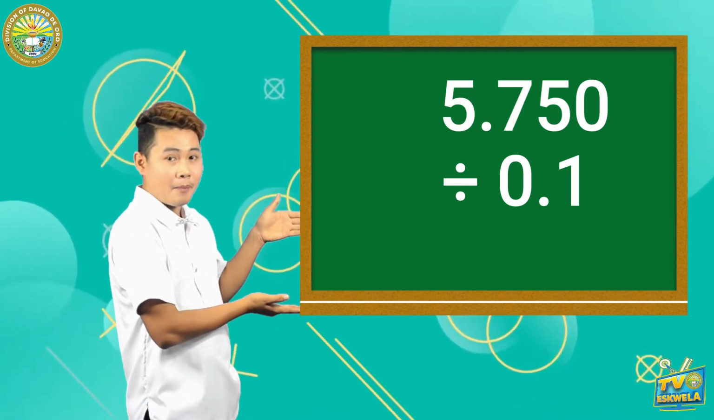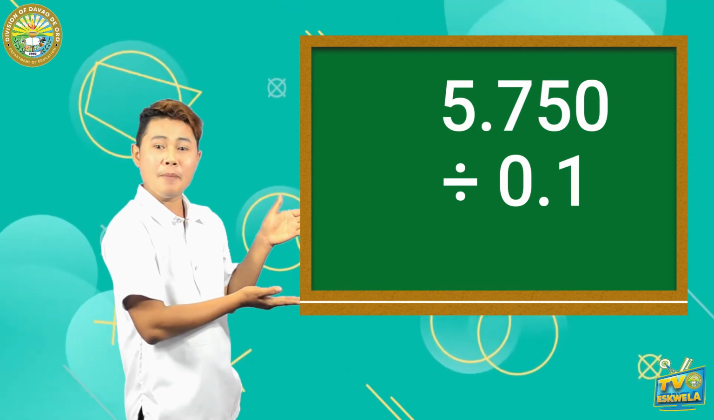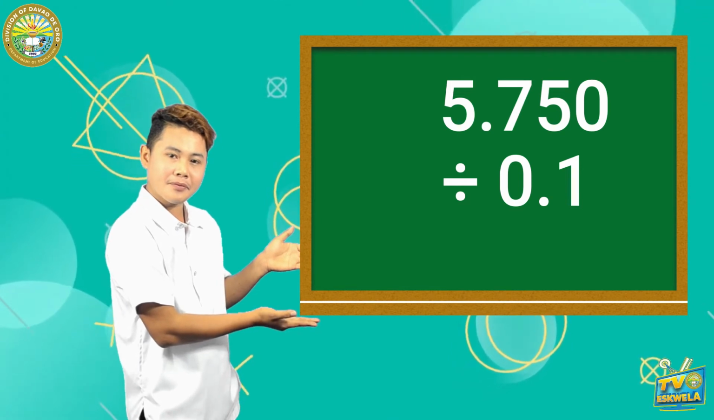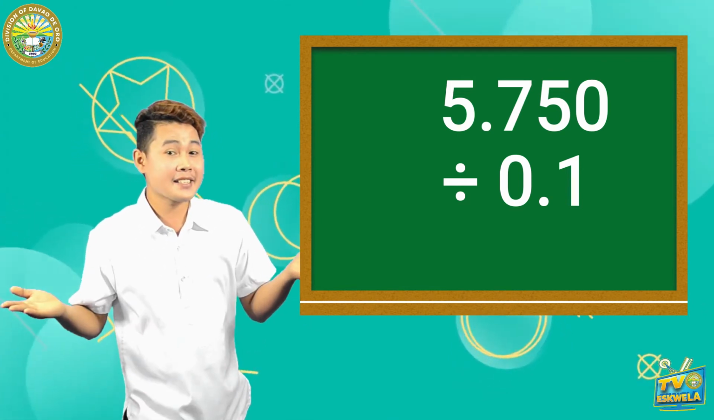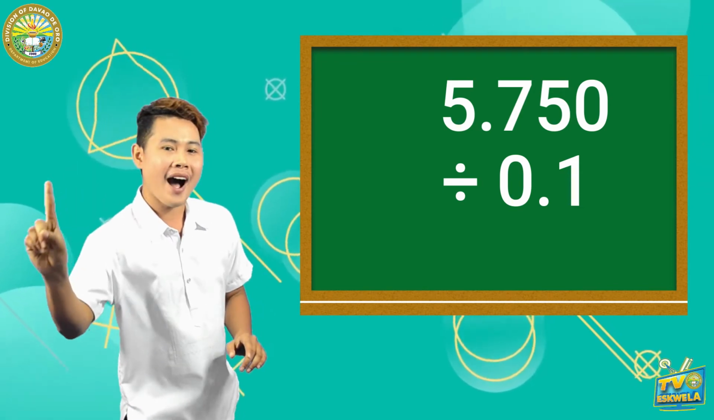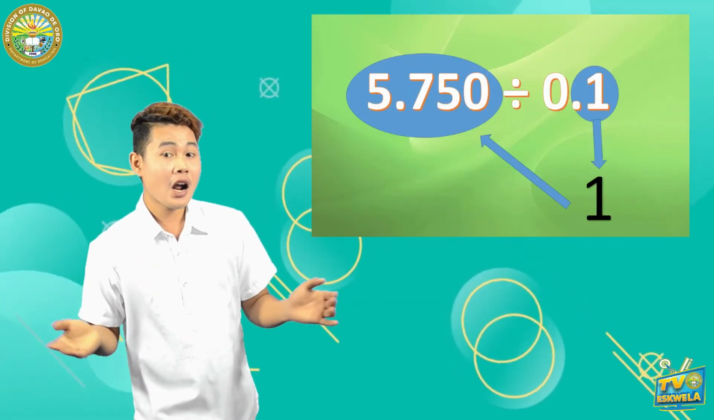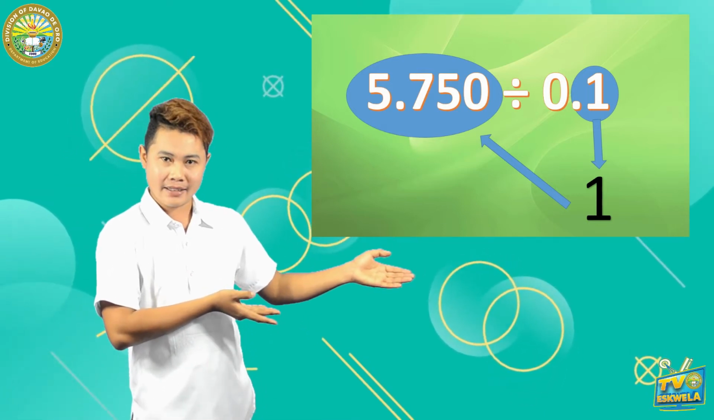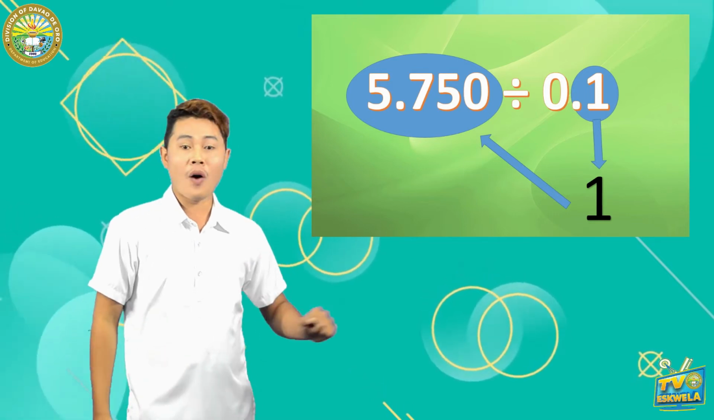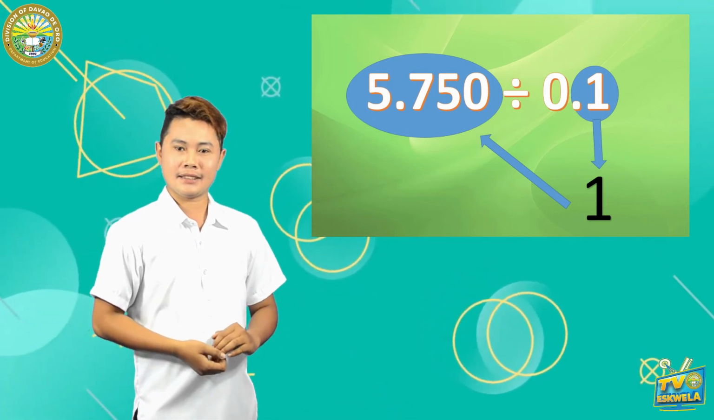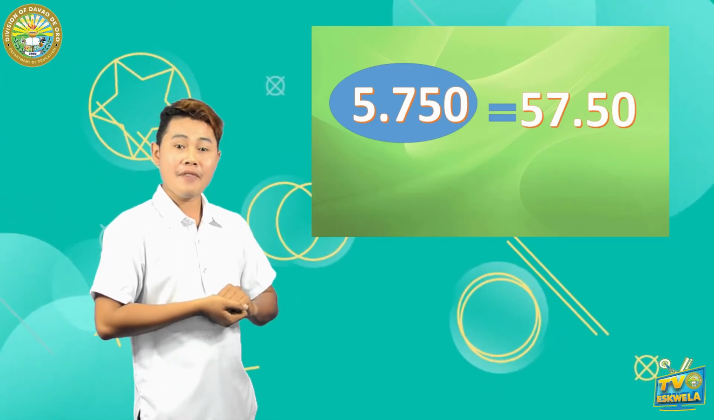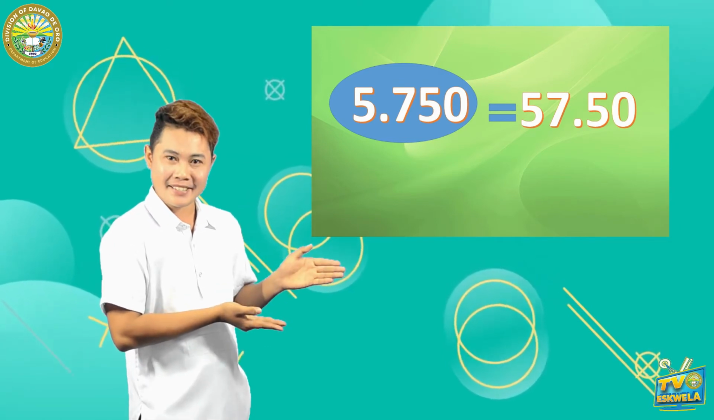In this example, how many decimal places in our divisor? Yes, we only have 1. Therefore, we will move 1 place to the right in our dividend. 1. And this will be our answer. 57 and 50 hundredths.